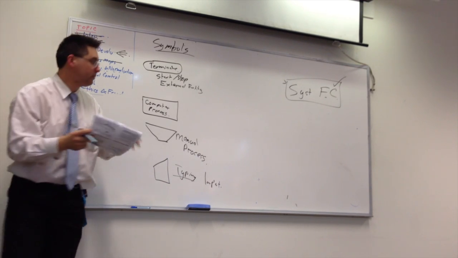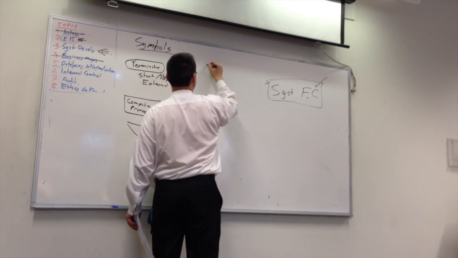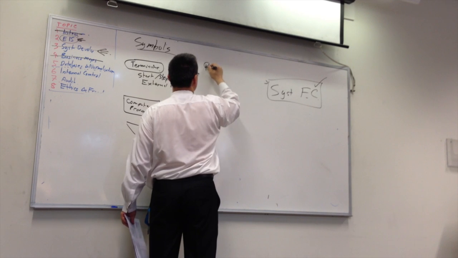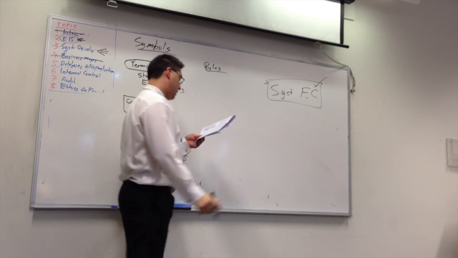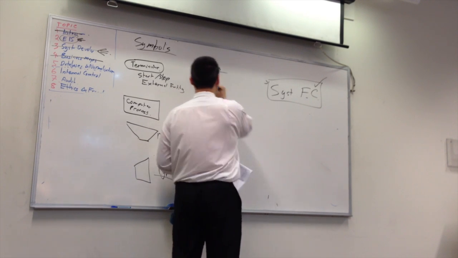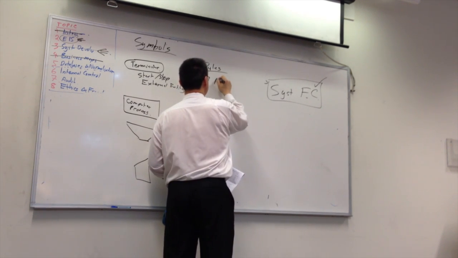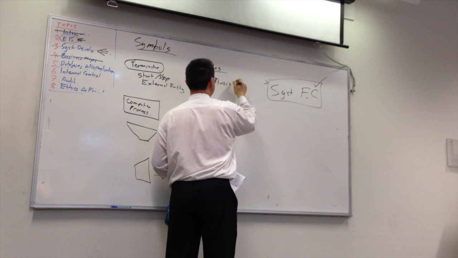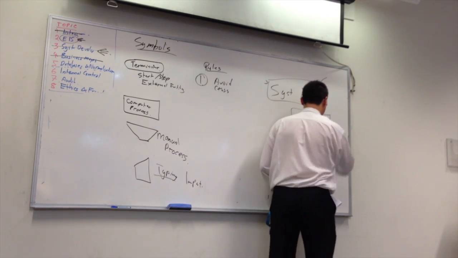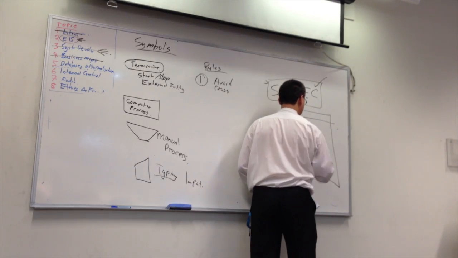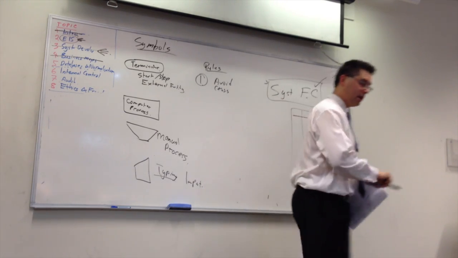All right, the rules. The rules for a systems flowchart. All right. Avoid crossing. So your flowchart always goes down the page. All right.